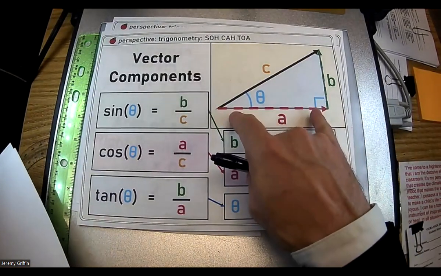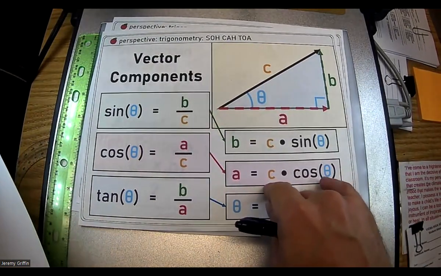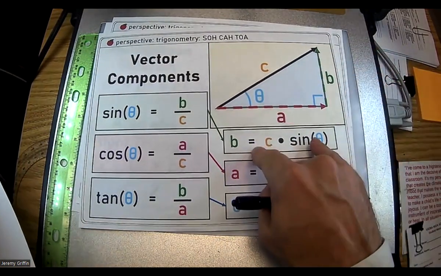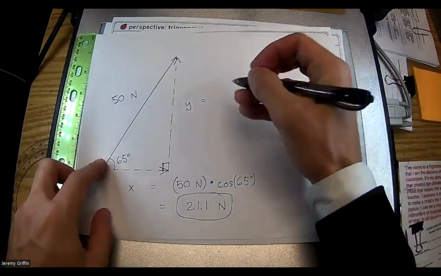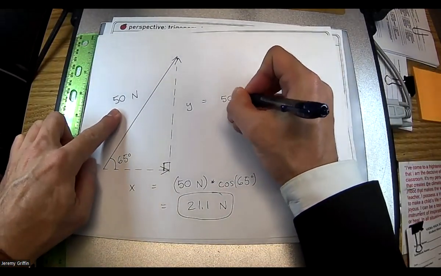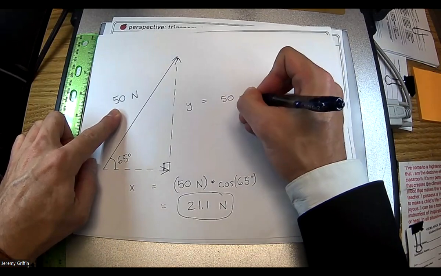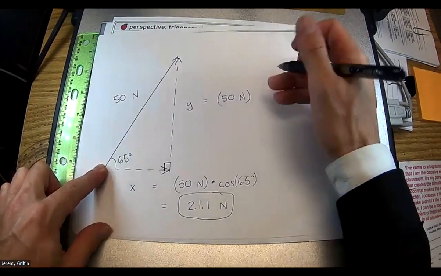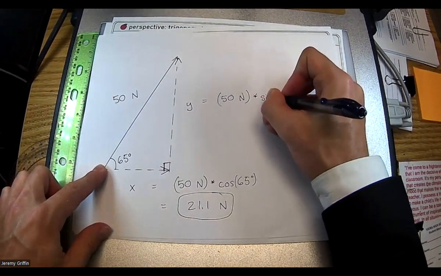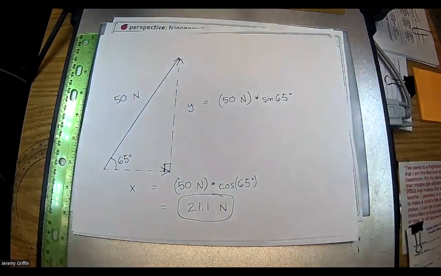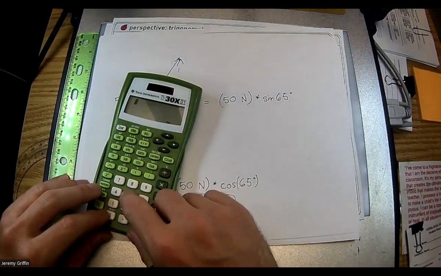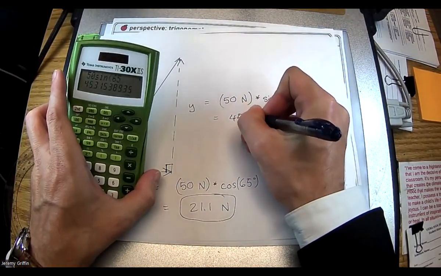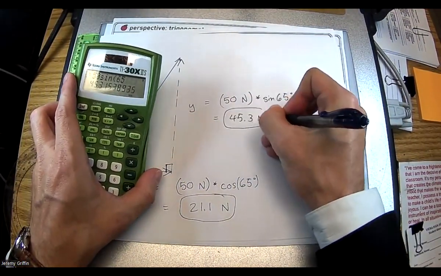So if you want the leg that's adjacent to the angle, multiply that hypotenuse times cosine. If you want the leg that's opposite of the angle, not touching it at all, well, it's just this guy right here. So let's do that. I'm going to start off with my hypotenuse of the triangle, which is 50 newtons. We want the component that's opposite of the given angle, so times sine of 65 degrees. Try this out. 50 sine 65. A lot of you guys got 45.3 as the magnitude, newtons is the unit. There you go.